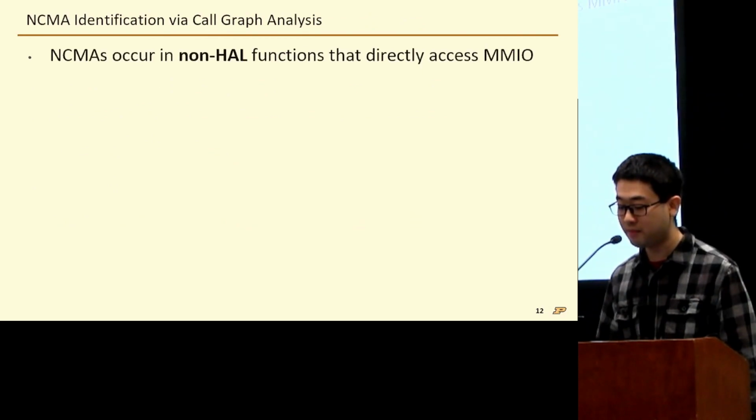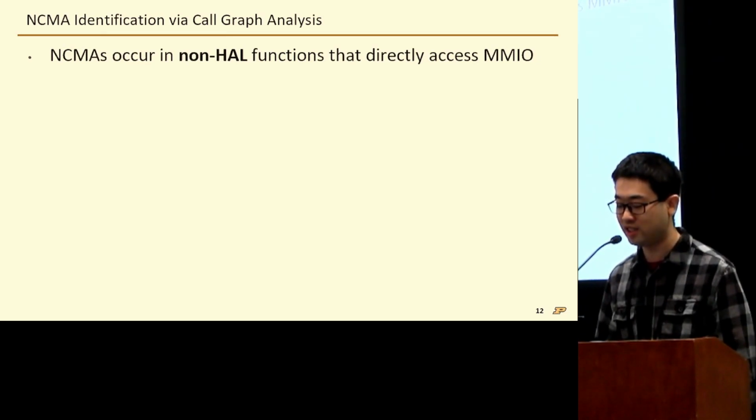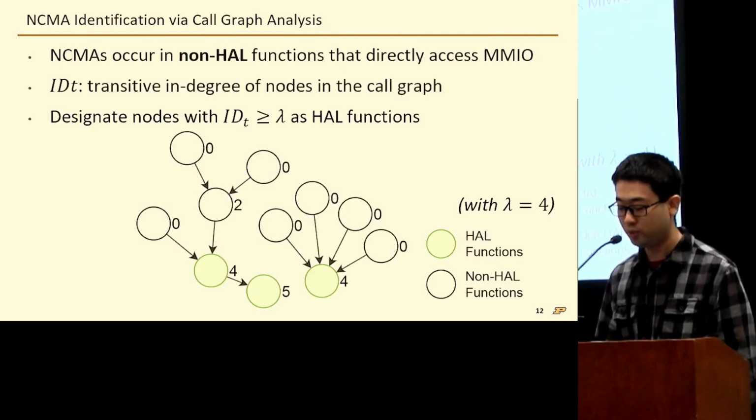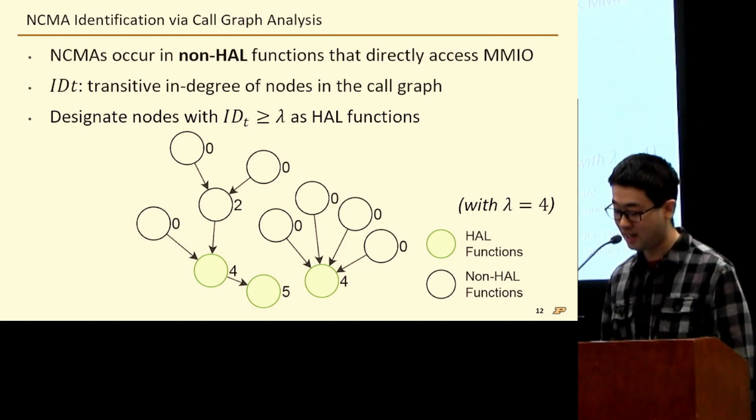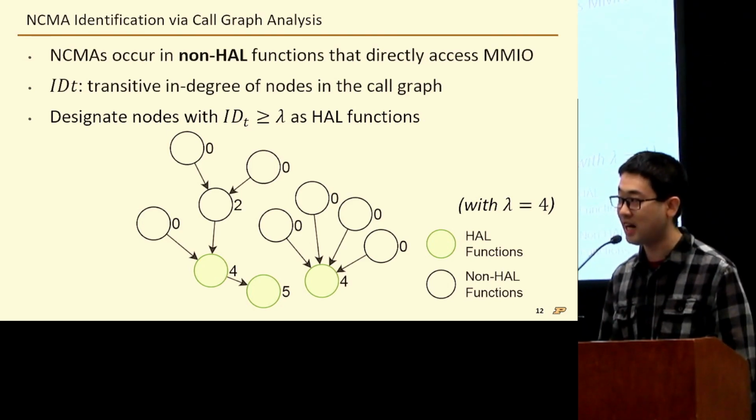After finding all the MMIO functions, we need to identify NCMAs among them. NCMAs occur in non-HAL functions that directly access MMIO. We distinguish between HAL and non-HAL functions by the transitive in-degree, or IDT, of nodes in the call graph. The idea is that HAL functions expose necessary functionality and consequently are called by many functions. As a result, in the call graph, HAL functions are reachable from many functions above the HAL layer, and thus have higher transitive in-degree than the other non-HAL functions. Thus, we designate nodes with IDT higher than a predetermined threshold lambda as HAL functions.